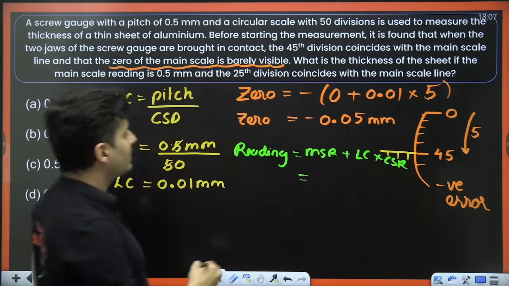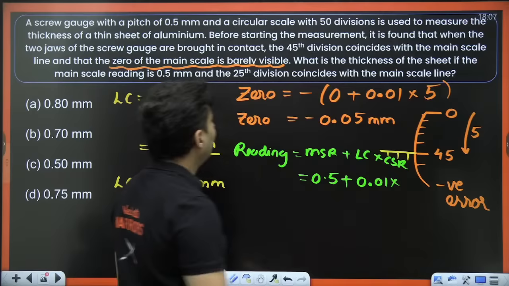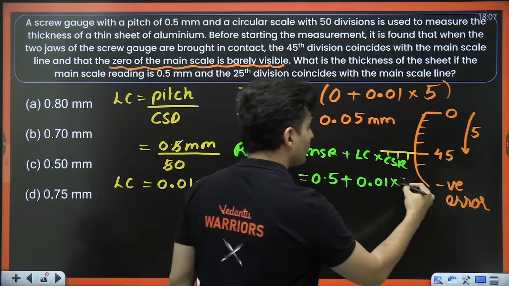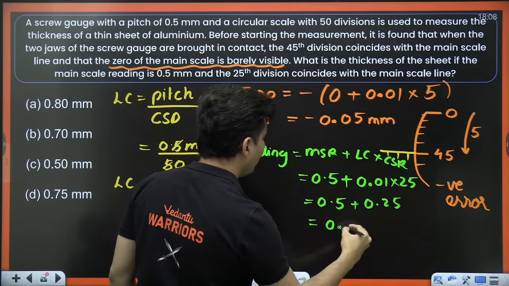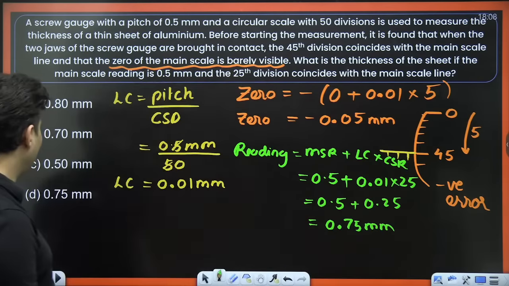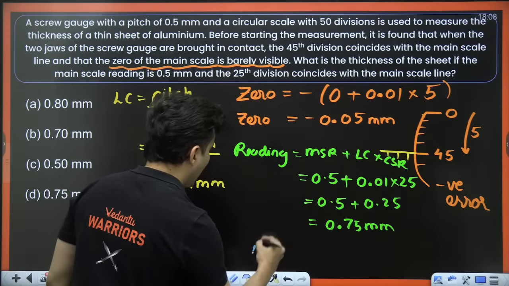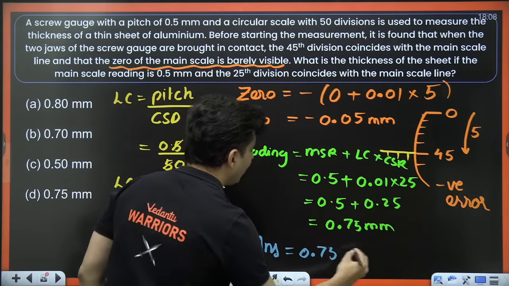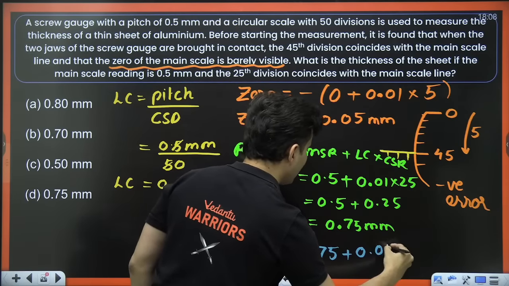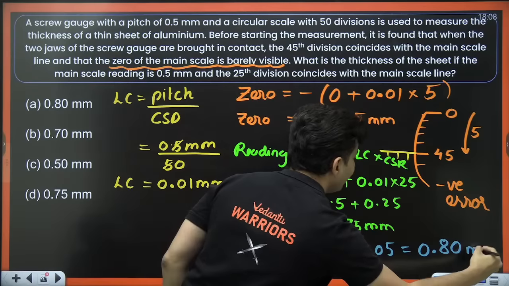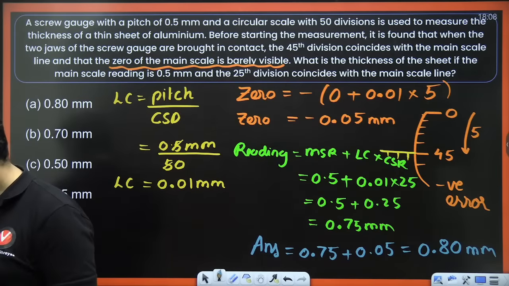Main scale reading. The main scale reading is 0.5 millimeters. So 0.5 is here. Least count is 0.01, multiplied by circular scale reading. Circular scale is 25. So into 25. So this will become 0.5 plus 0.25, which is nothing but 0.75 millimeters. But don't mark 0.75 because there was a zero error. So the final answer won't be 0.75 minus, because it is negative, it will be plus. Negative errors are added, positive errors are subtracted, so plus 0.05, which will make it 0.80 millimeters. So that is the final answer. 0.80 is option number A. Is that understood, my dear students?